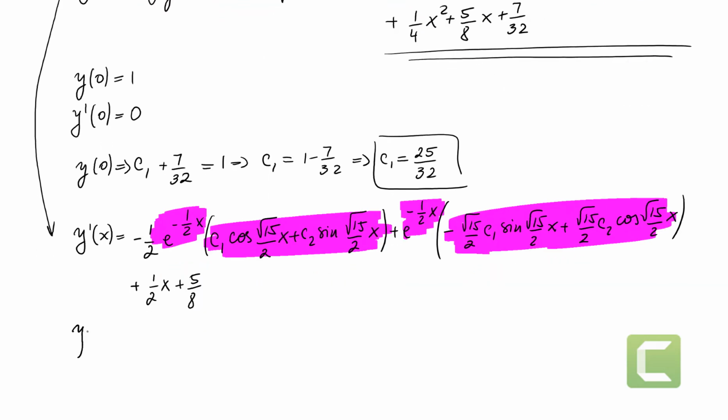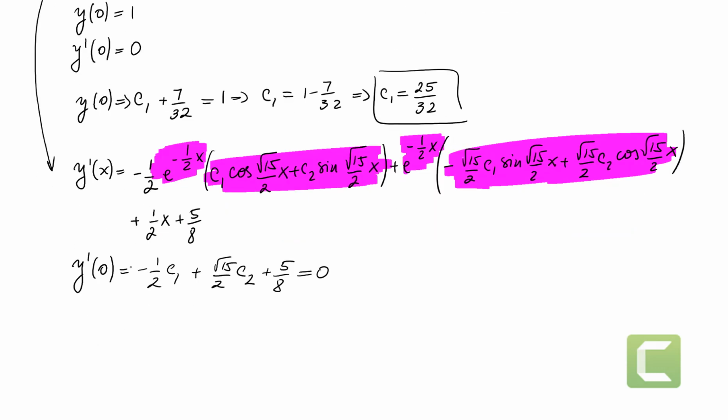So y prime of 0 is going to be negative a half c1, plus square root of 15/2 c2, plus 5/8, and this is set to equal 0. So c1 we found, so it's negative 1/2 times 25/32 plus square root of 15/2 c2 plus 5/8 equals 0. So we can find c2 no problem.